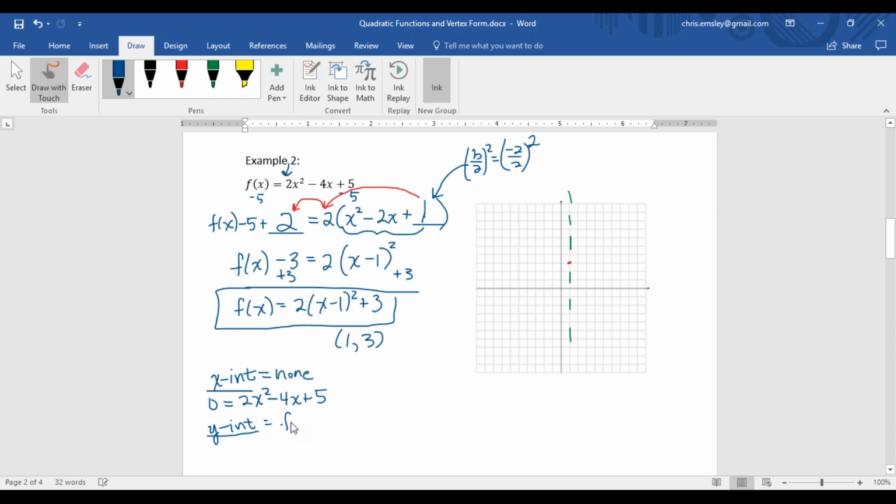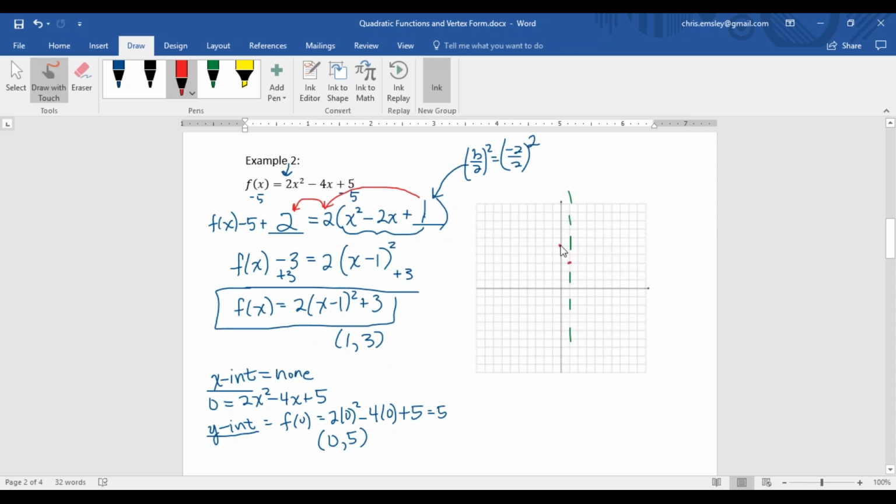Y-intercepts, that's when we put 0 in for x. So 2 times 0 squared is 0. Minus 4 times 0 is also 0. Plus 5 means our y-intercept is the point 0, 5.